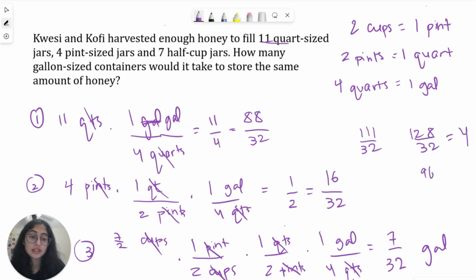But 96 over 32 is equal to 3. This is too small. It doesn't hold enough honey, so we're just going to go one step bigger. Even though we'll have extra space, this is the smallest number of containers we will need to store the same amount of honey. So our final answer is going to be 4.